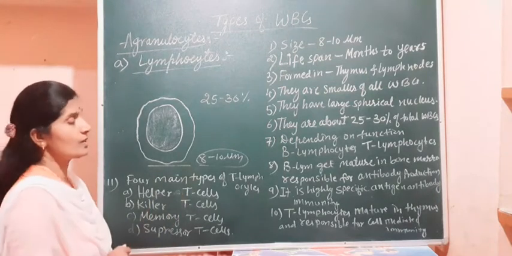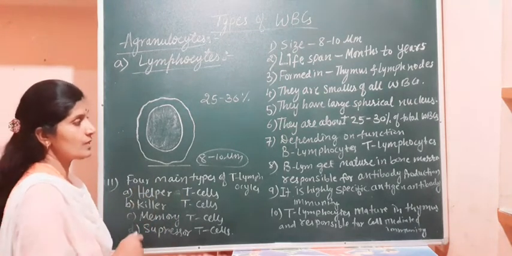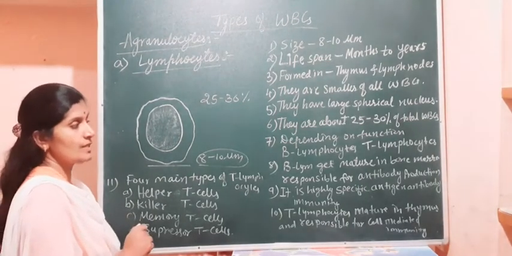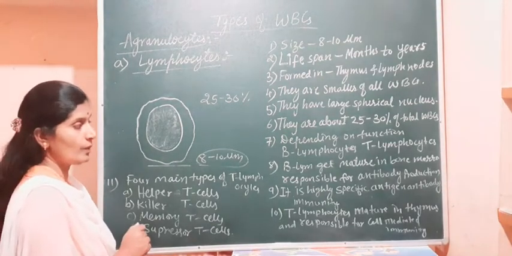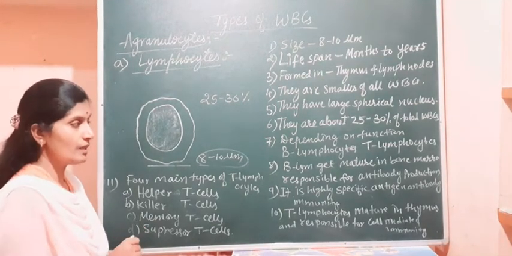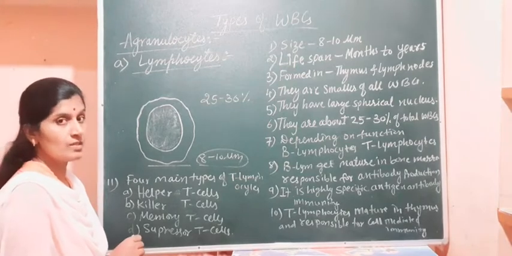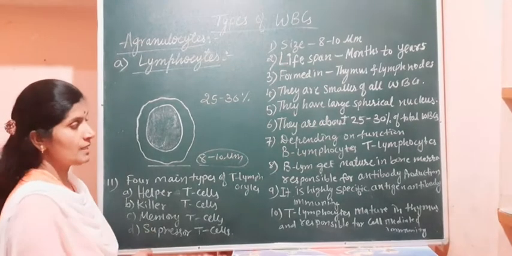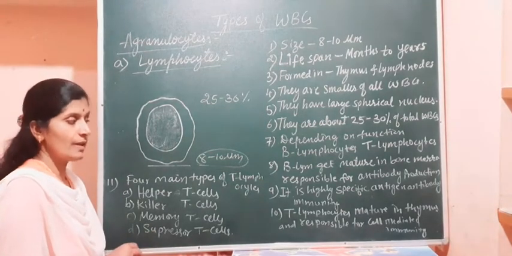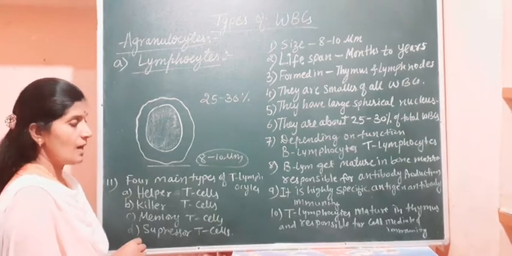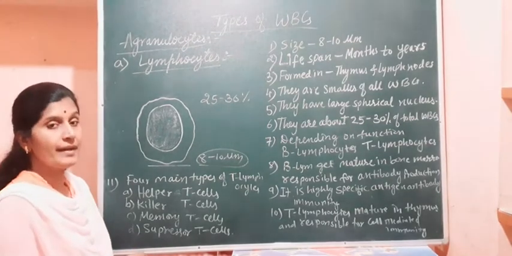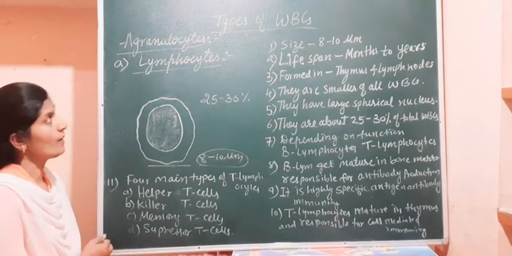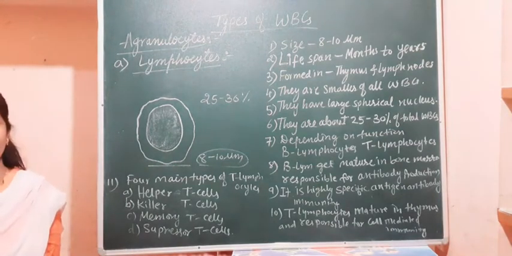Depending upon the functions, these lymphocytes have been differentiated into two types: B lymphocytes and T lymphocytes. B lymphocytes mature in the bone marrow and are responsible for antibody production, meaning they take part in humoral immunity. Next, the T lymphocytes mature in the thymus and are responsible for cell-mediated immunity, and they have four types. So we have completed lymphocytes here.